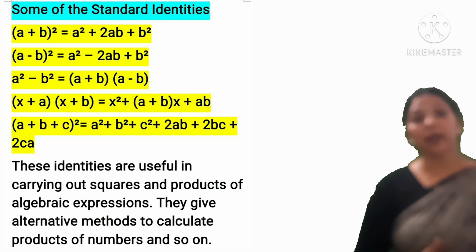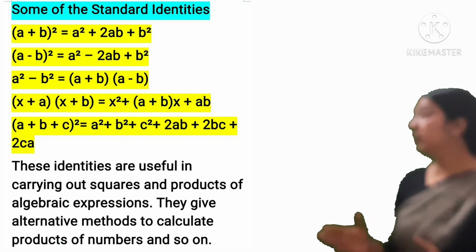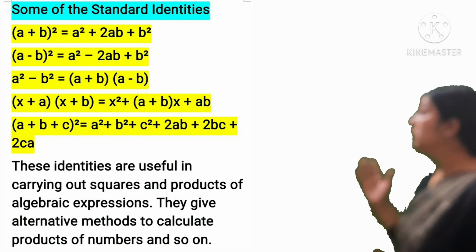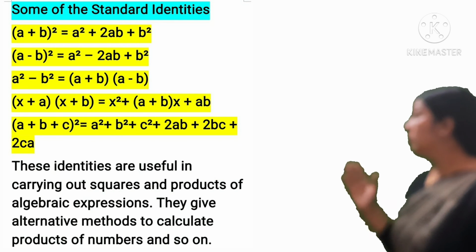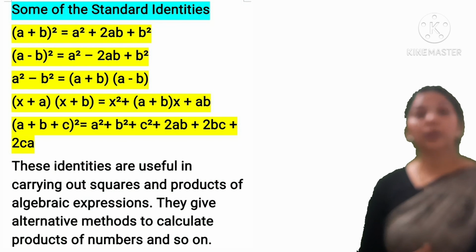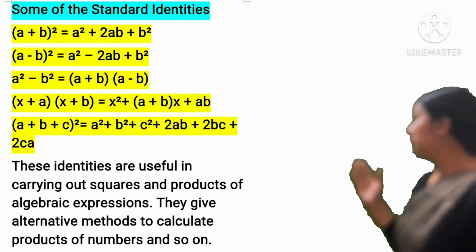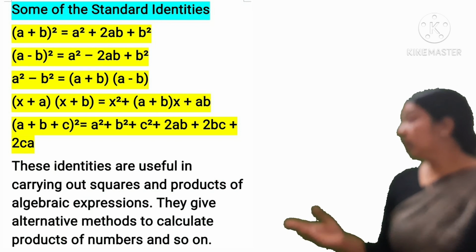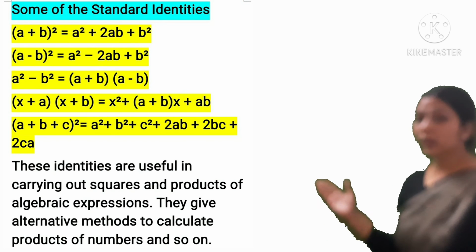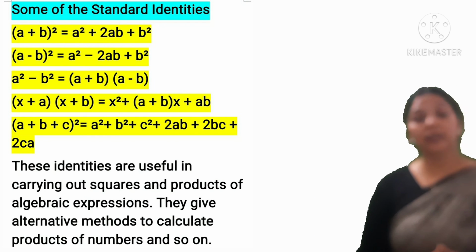There are some standard identities which are used in maths to solve problems. The first one is a plus b whole square is equal to a square plus 2ab plus b square. The second one is a minus b whole square, that is a square minus 2ab plus b square. The third one is x plus a into x plus b is equal to x square plus (a plus b) into x plus ab. And the fourth one is a plus b plus c whole square is equal to a square plus b square plus c square plus 2ab plus 2bc plus 2ca. So these are the identities which are in your syllabus, and you have to learn them.